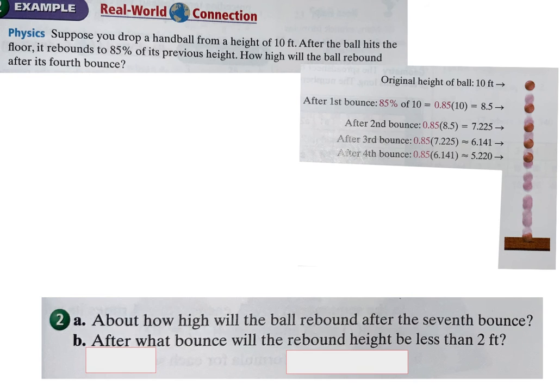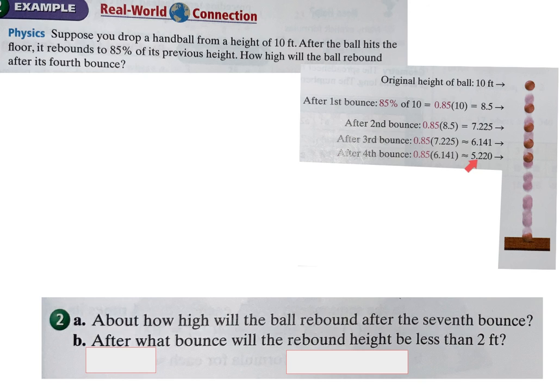Suppose you drop a handball from a height of 10 feet. After the ball hits the floor, it rebounds to 85% of its prior height. How high will the ball rebound after its 4th bounce? Well, if you look at this pattern here, 10 foot is the original height. After the first one, you multiply by 0.5. Second one, you multiply by 0.5 again. Third one, you multiply by 0.5 again. And fourth one, you multiply by 0.5 again. So 5.2 feet after its 4th bounce.